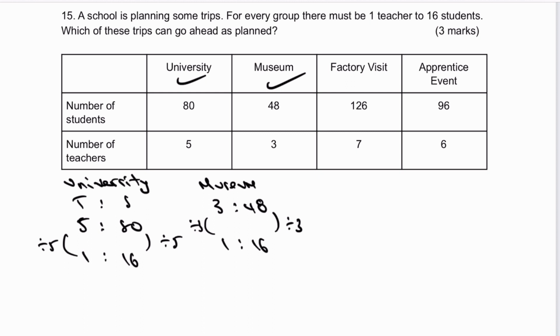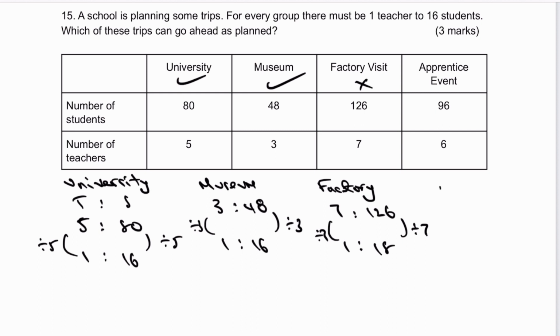Let's have a look then at the factory visit. Okay, and in this case, I've now got 7 teachers to 126 students. If I divide that by 7, I get 1. If I divide 126 by 7, okay, I actually get 18. So unfortunately, there's too many students for the amount of teachers. So the ratio, unfortunately, wouldn't allow us to go ahead with the factory visit.